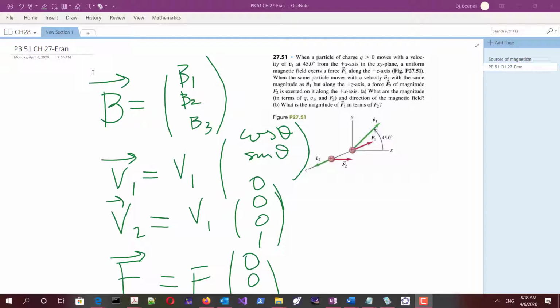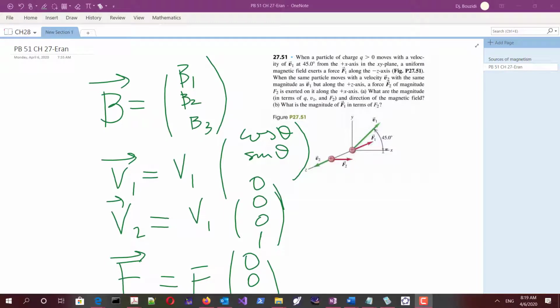Okay, so what I did here is take the general vector of components B1, B2 and B3 along the X, Y and Z directions. At this point, I have no idea what B1, B2 and B3 are with respect to one another, or in terms of the quantities that were given to us, Q, V1 and F2. All I know is that this is a vector in 3D, with three components along the X, Y and Z directions.